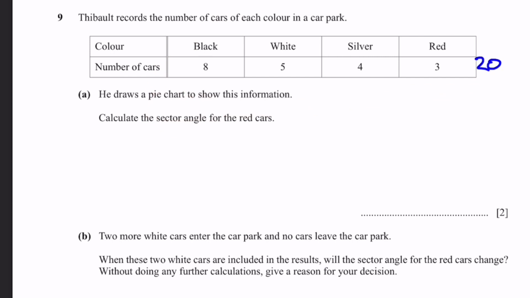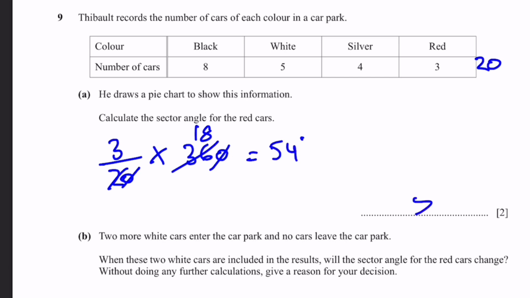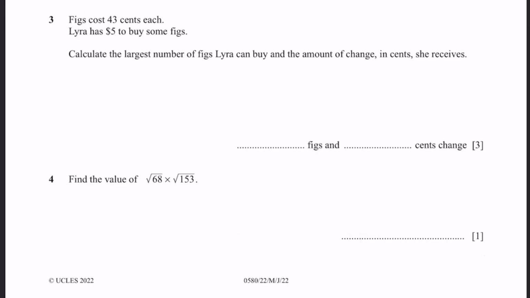Now the sector angle for the red cars means the ratio of 3 and 20, because that is 3 and total is 20. The ratio of this is multiplied by 360. So we have 3 by 20, that's the ratio or the fraction multiplied by 360. Now we can cancel out and we get 3 into 18, which is 54 degrees. That's the answer.